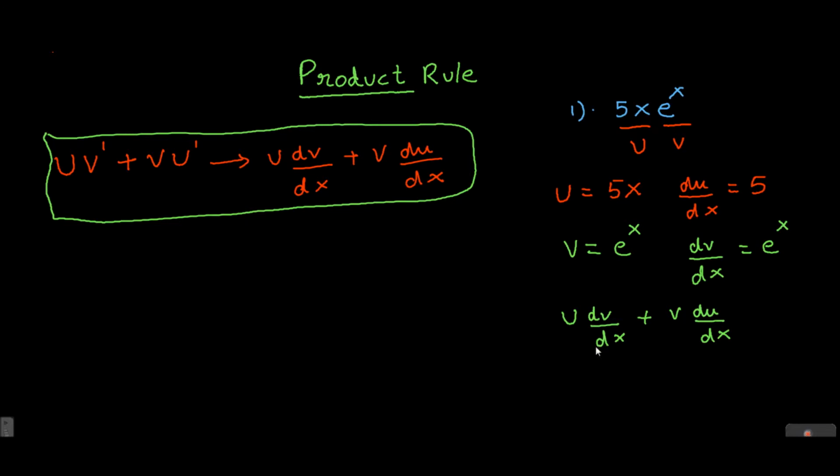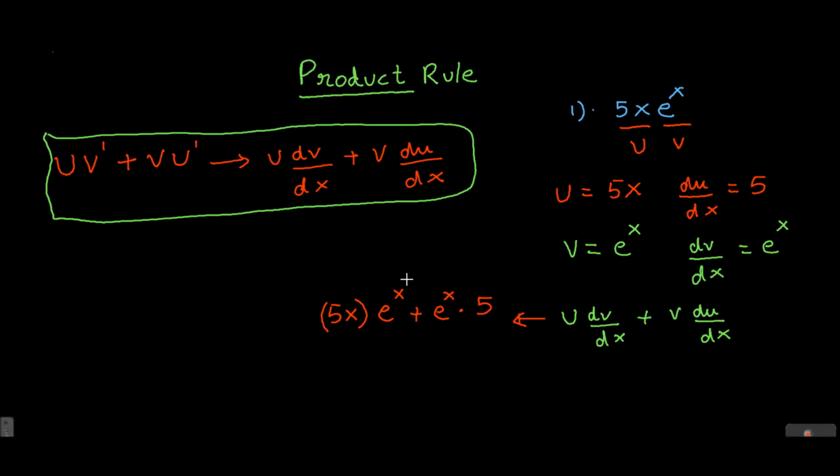So we have got the rule. Now what we're going to do is we're going to solve it. For u, you're going to plug in 5x. Let me just write it here. So you're going to write 5x times your dv dx, which is e to the x, plus your v, which is e to the x, times your du dx, which is 5.